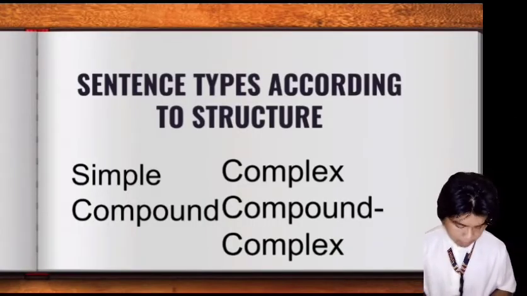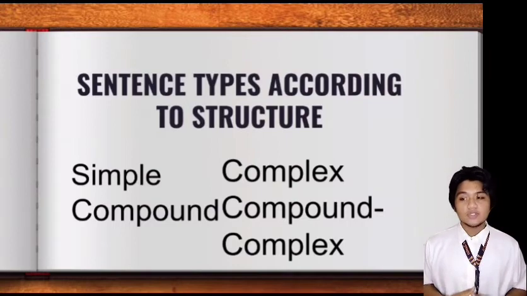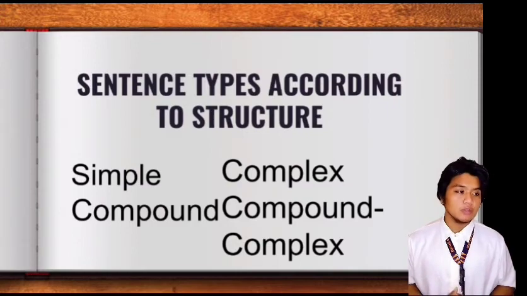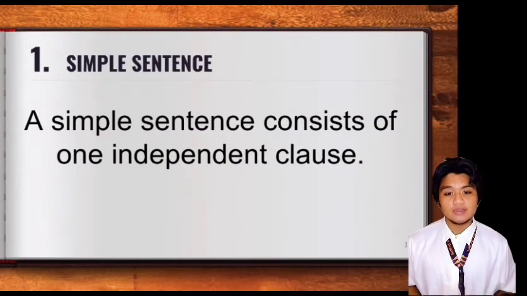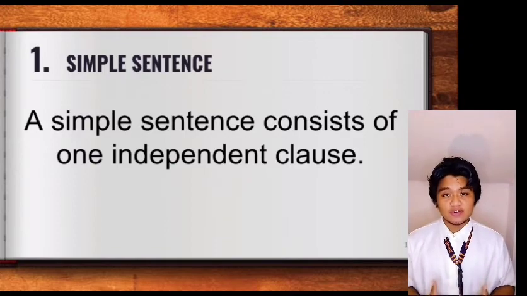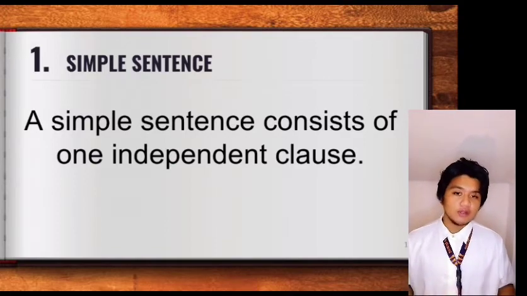Now, you have talked about the four types of sentences according to function. Now let us talk about the four types of sentences according to structure. These four types are simple sentence, compound sentence, complex sentence, and compound-complex sentence. Now, the first one, what is a simple sentence? A simple sentence consists of one independent clause. An independent clause contains a subject and a verb and expresses a complete thought.